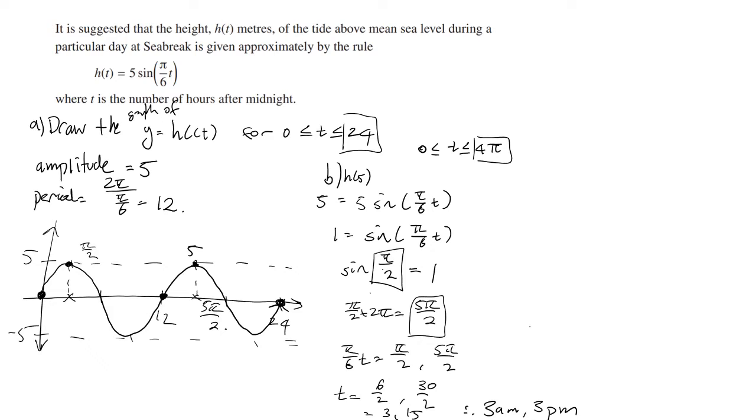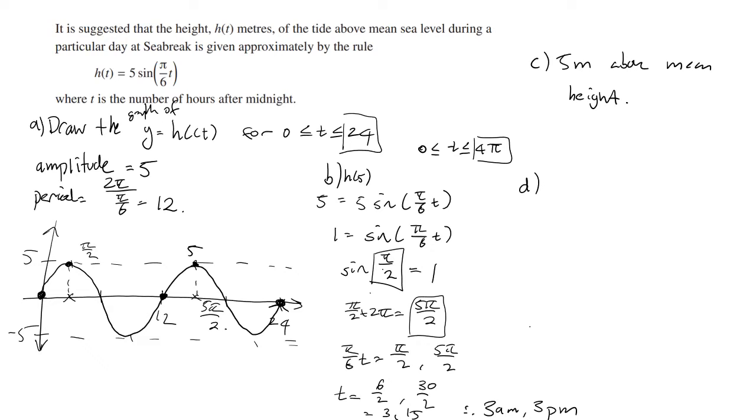Now let's move on to part C. Part C states, what was the height of the high tide? Well, it's 5 meters, but we need to say that's 5 meters above the mean height. So the mean height is our midline, and in this case our midline is y equals 0. So we just say that it's 5 meters above mean height. Alright, now let's move on to part D.